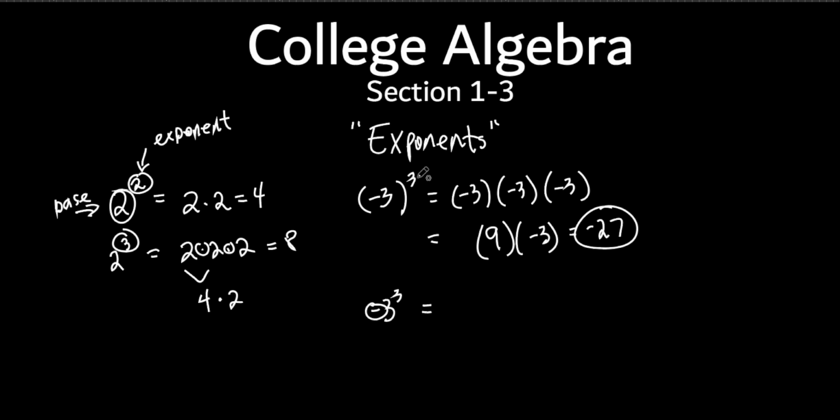When it's an odd exponent, you're going to get a negative answer. You always get a negative answer. But when you have an even exponent, you'll get positive. And we'll do a couple of these. So what does this mean? It just means negative.